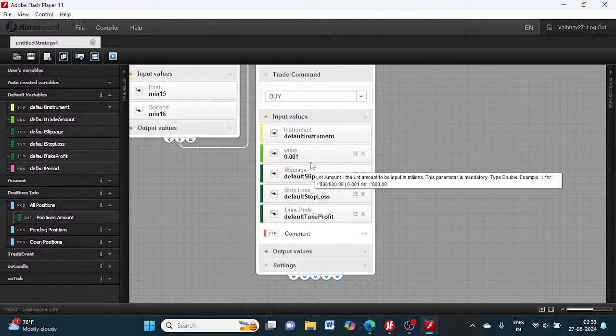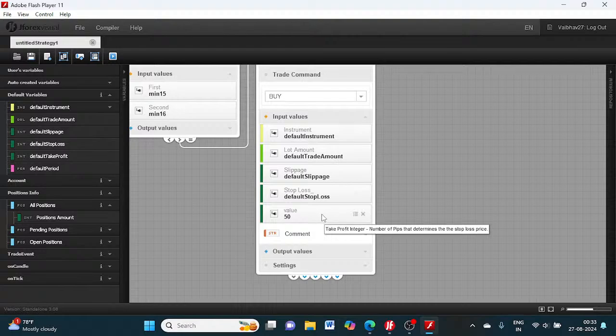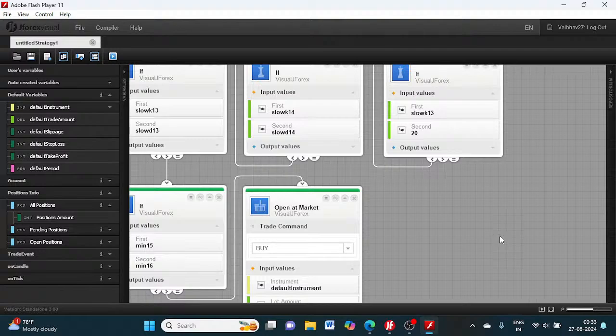Here we have default instrument, default trade amount, which is at the lot size of 0.001 million. Default slippage is there, stop loss and take profit have been defined at 25 pips and 50 pips respectively. You can change it if you feel like, but this is a simple formation. I will keep this thing simple and see no changes therein.